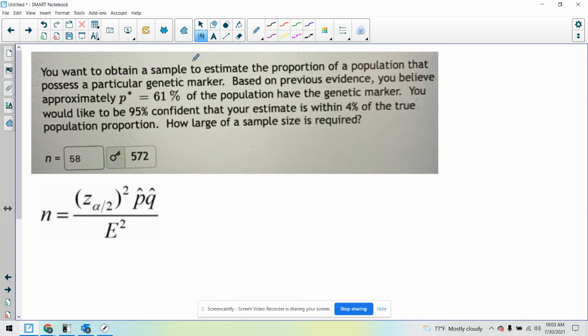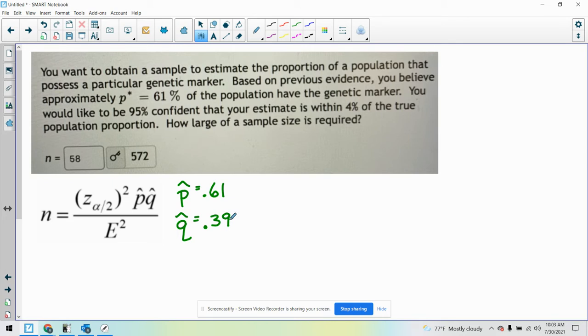It says you want to obtain a sample to estimate the proportion of a population that possess a particular genetic marker. So there's your keyword. Based on previous evidence, you believe approximately p star to be 61%. So we'll say p hat is 0.61. q hat is just 1 minus p hat. So q hat is going to be 1 minus 0.61, or 0.39.